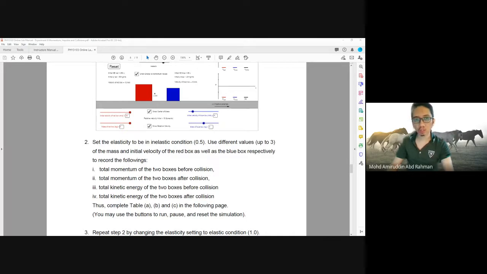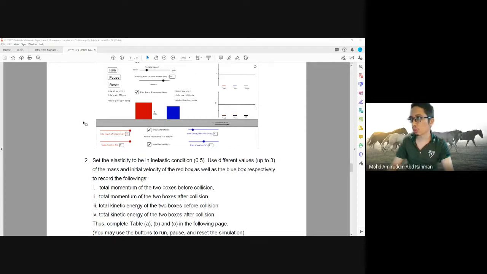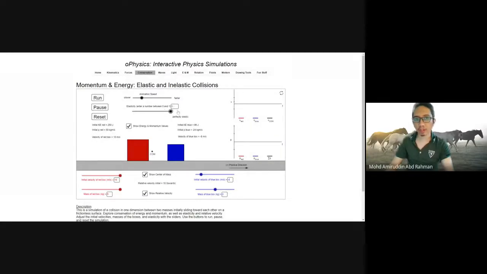Whenever the elasticity is equal to zero, basically the number over there. So let's go to the real window of that, the real page. You change the elasticity value over there. Whenever elasticity is zero, it's totally inelastic, and if the elasticity is one, it is perfectly elastic. If it is perfectly elastic, then it is very hard to be broken. If it is totally inelastic, it is very easy to break.